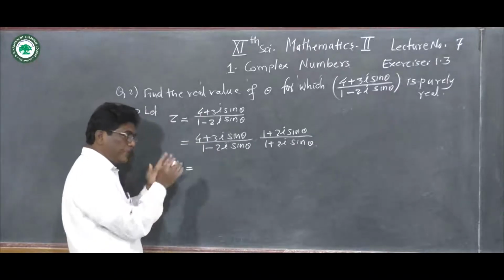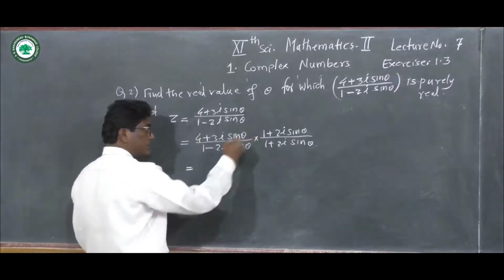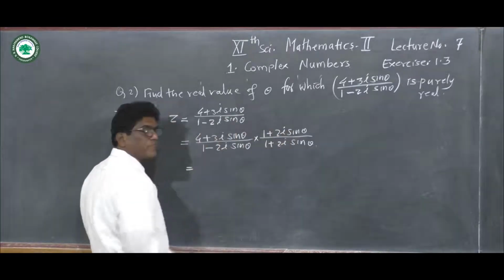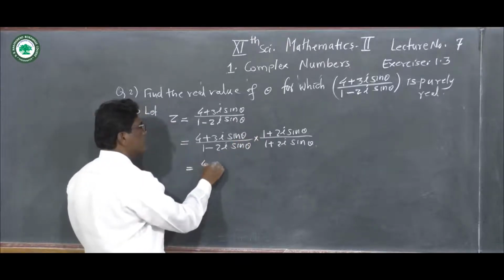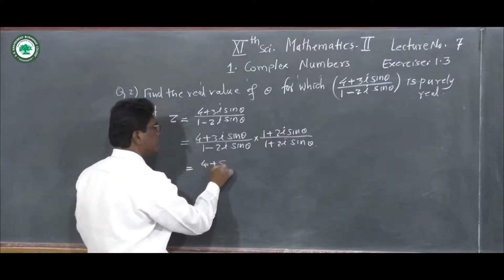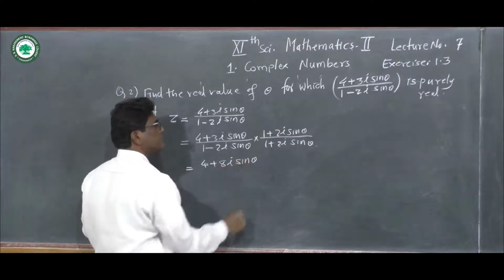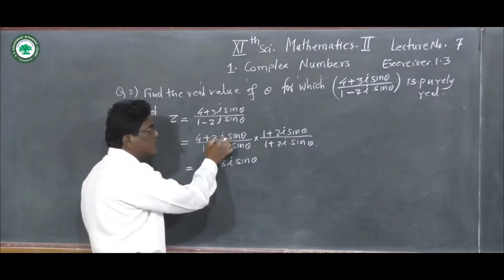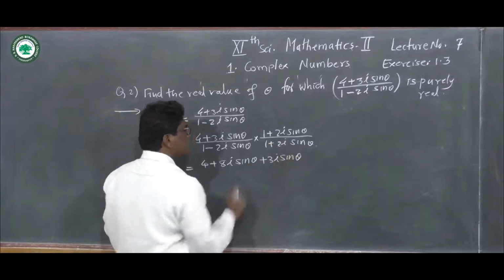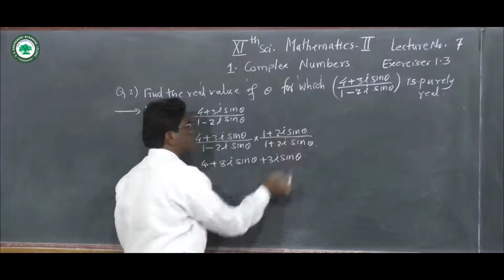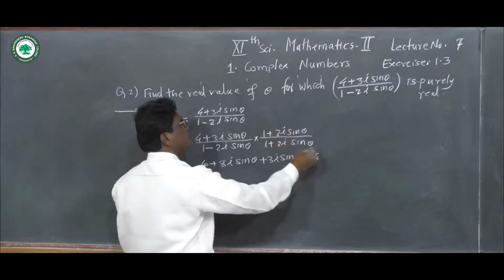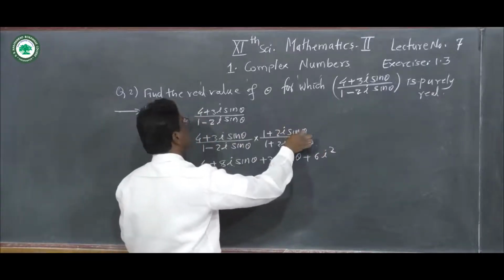So it is equal to, now we take the product of numerators divided by the product of denominators. Multiply 4 to this and plus 3i sin theta to this. So 4 into 1 is 4, plus 4 into 2i sin theta, 4 twos are 8i sin theta. Then multiply by 3i sin theta: 3i sin theta into 1, so plus 3i sin theta. Then multiply 3i sin theta by 2i sin theta: 3 twos are 6, i into i is i square, and sin theta into sin theta is sin square theta.